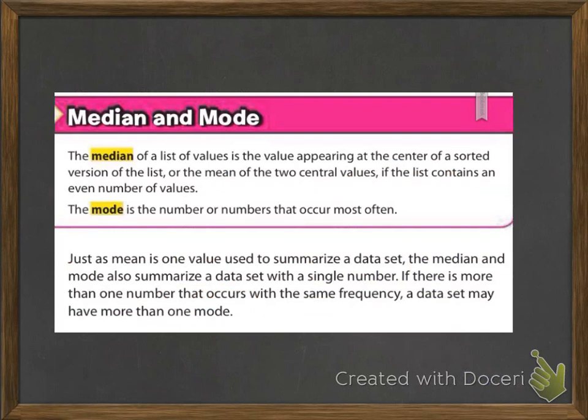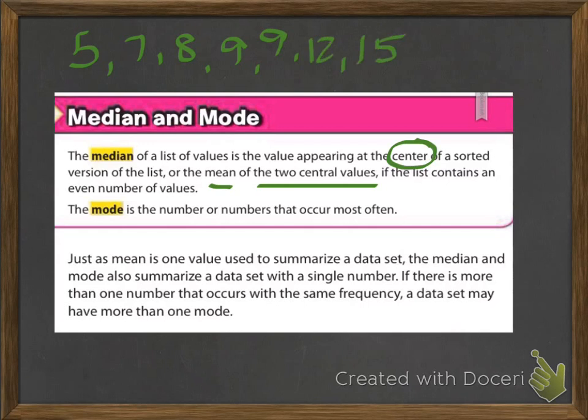So median here, the definition that they give you in the book, is the value appearing at the center of a sorted version of the list of values, or the mean of the two central values, which we're going to see an example of in a little bit. So this is where mean is going to come in handy if there are 2 numbers that are in the center. So for instance, you've got 5, 7, 8, 9, 9, 12, and 15. And then, let's say 16.